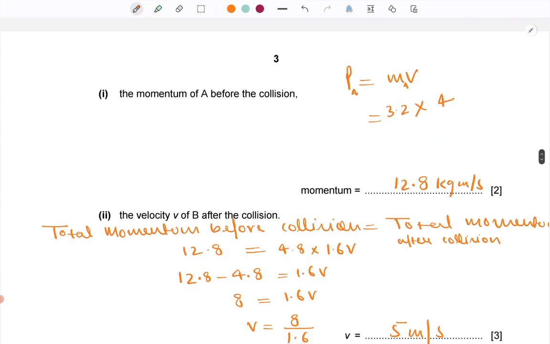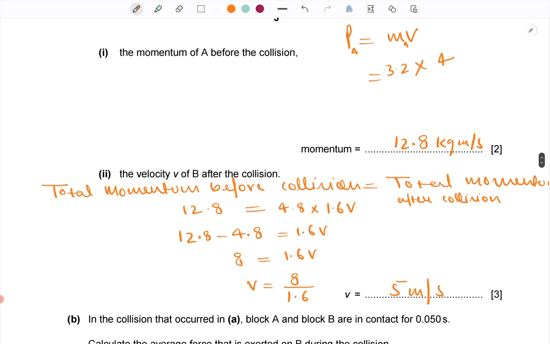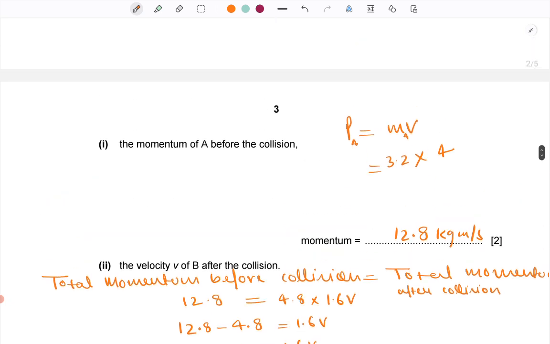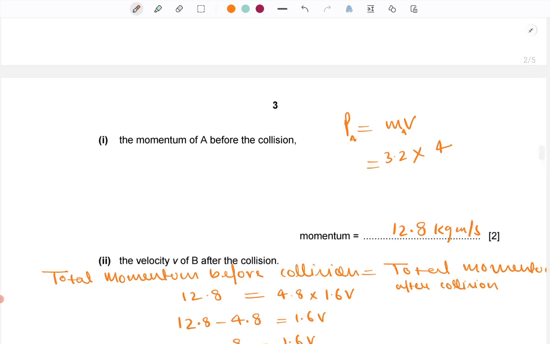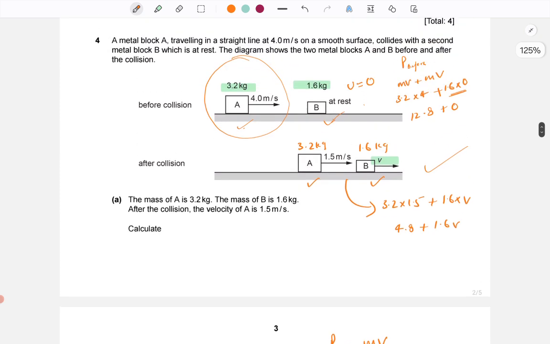Okay, so this is the part on conservation of momentum. So that's all for today. We did questions on impulse and conservation of momentum, and conservation of momentum is very important.